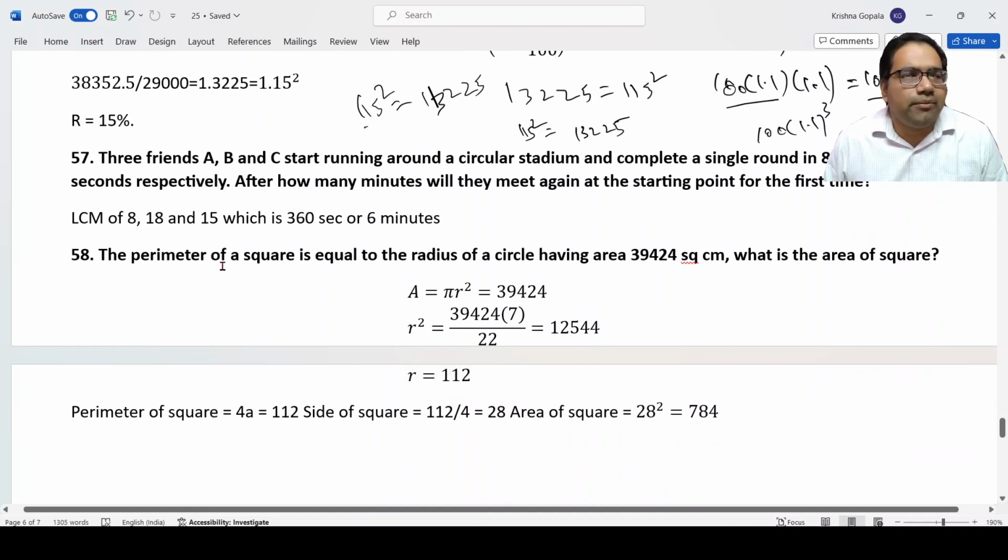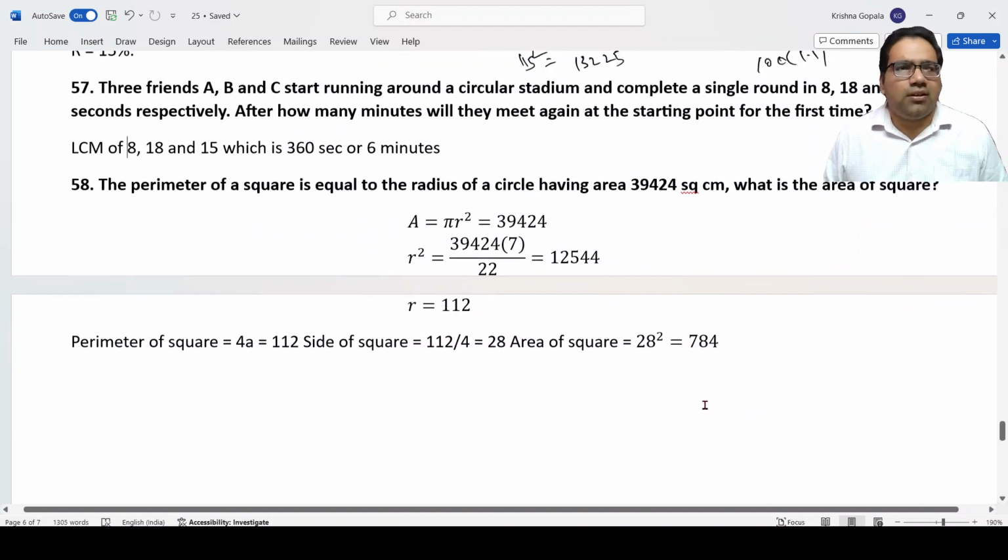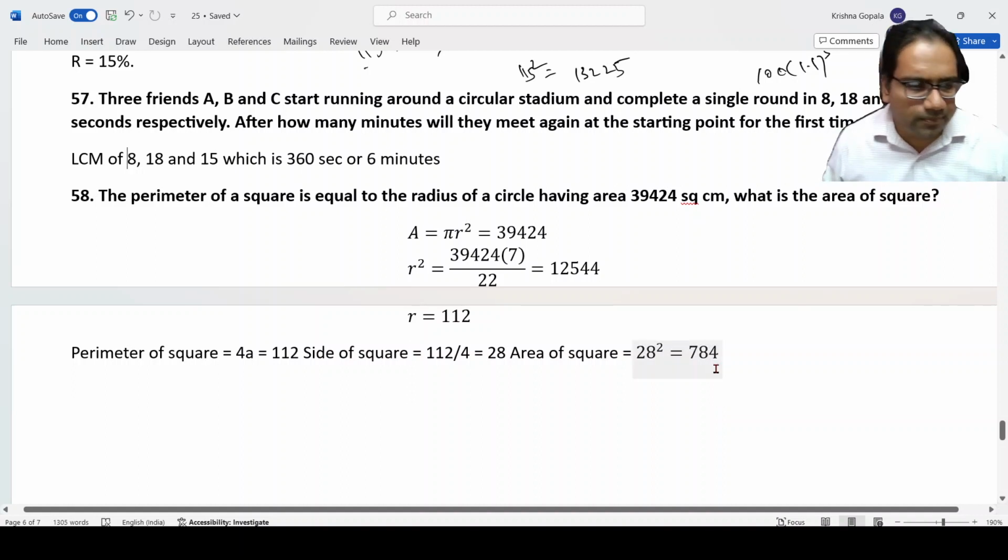Here what is it saying? The perimeter of a square is equal to the radius of the circle. That means 4 into side. Let's say A is the length of the side. 4A is equal to 112. A is equal to 112 by 4, which is 28. So what is the area of the square? Area of the square is side squared, 28 square, which is 784. Right. This is also an easy problem.